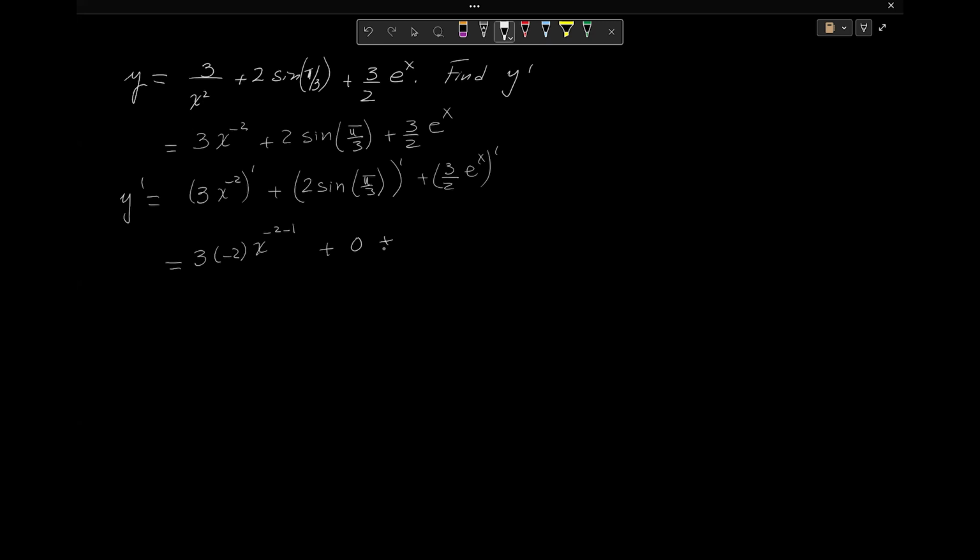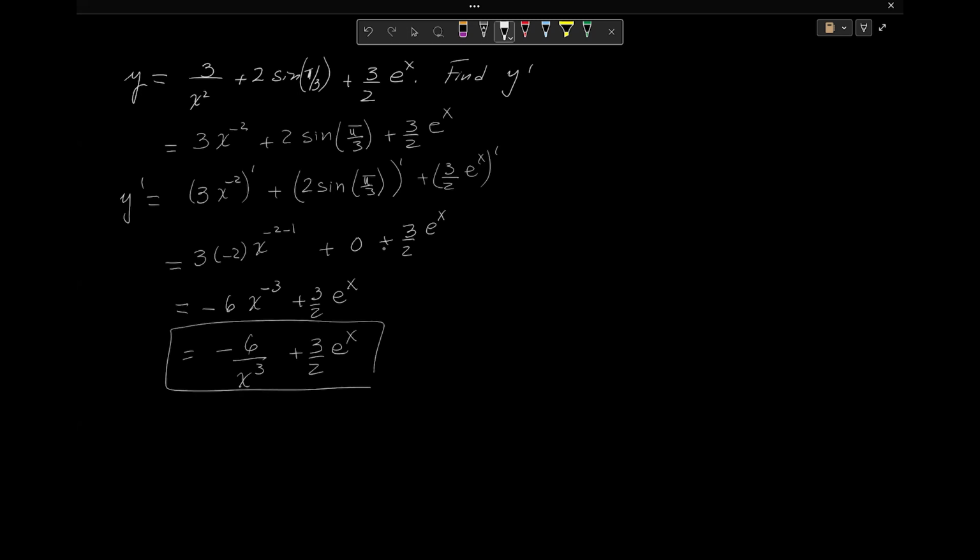Plus 3 halves e to the x. The constant comes along. e to the x, its derivative is itself. So here we get negative 6 x to the negative 3, plus 3 halves e to the x. Now you can bring the negative x to the negative 3 down. And this is the answer.